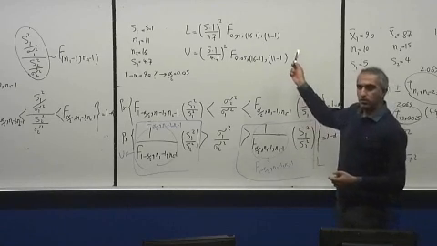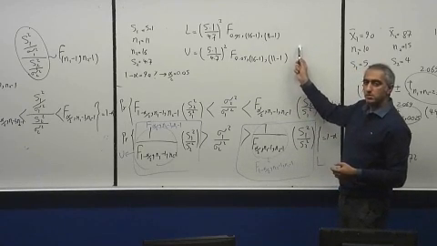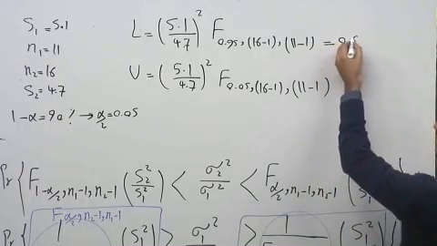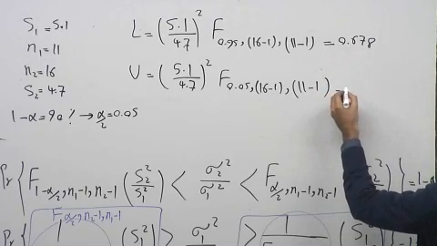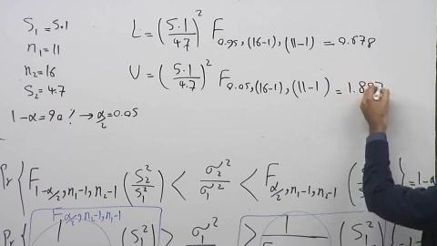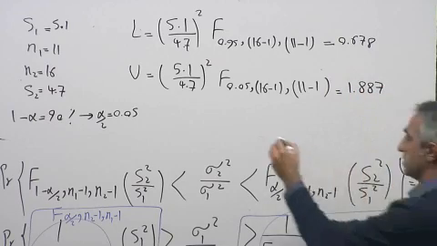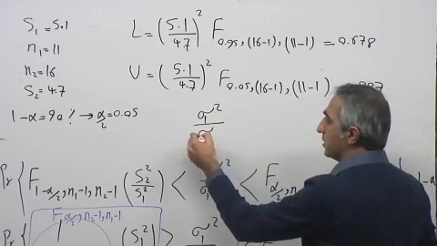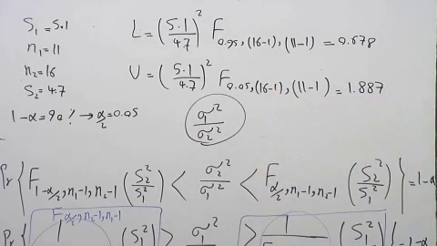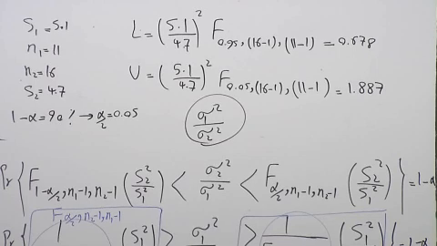Okay. Do we have numbers there for these two? Yeah, it's 0.678 and 1.887. Okay, so now that's very interesting because this is the confidence interval for sigma 1 squared divided by sigma 2 squared. What is the conclusion here? Which one is greater? They are the same, okay?